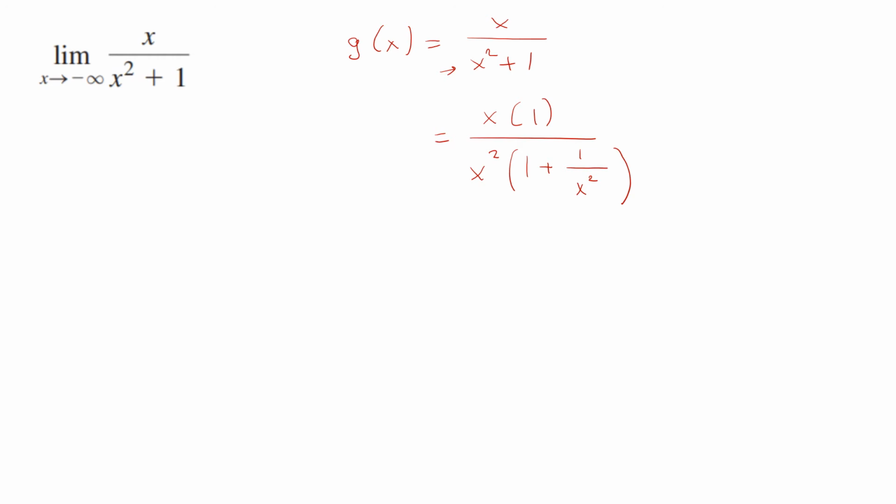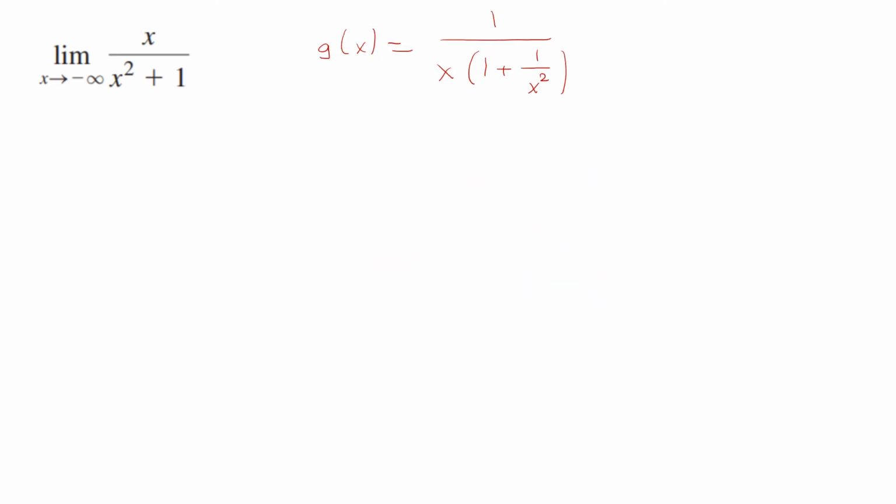Okay. From here, I can see that I can actually cancel out the x's. So I have 1x over here, which I can cancel out, and I can cancel out 1 of the x's from here. So my g(x) would be 1 over x, times 1 plus 1 over x squared. Now that I have the function, I'm going to apply the limits into my function.